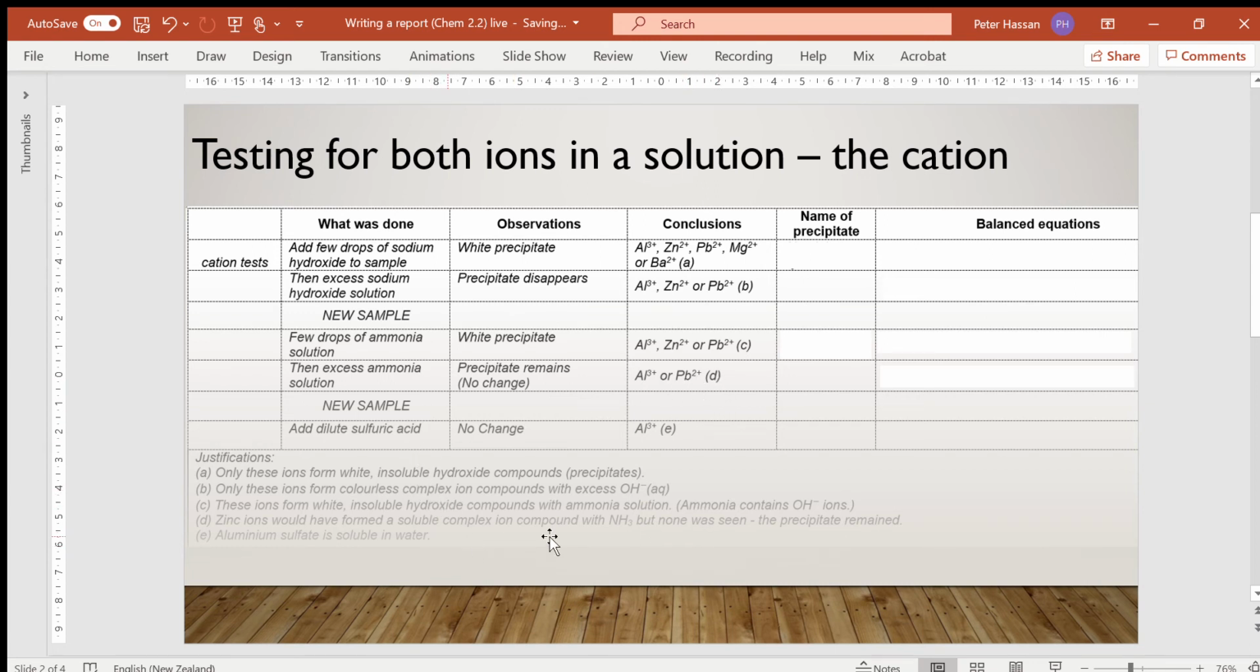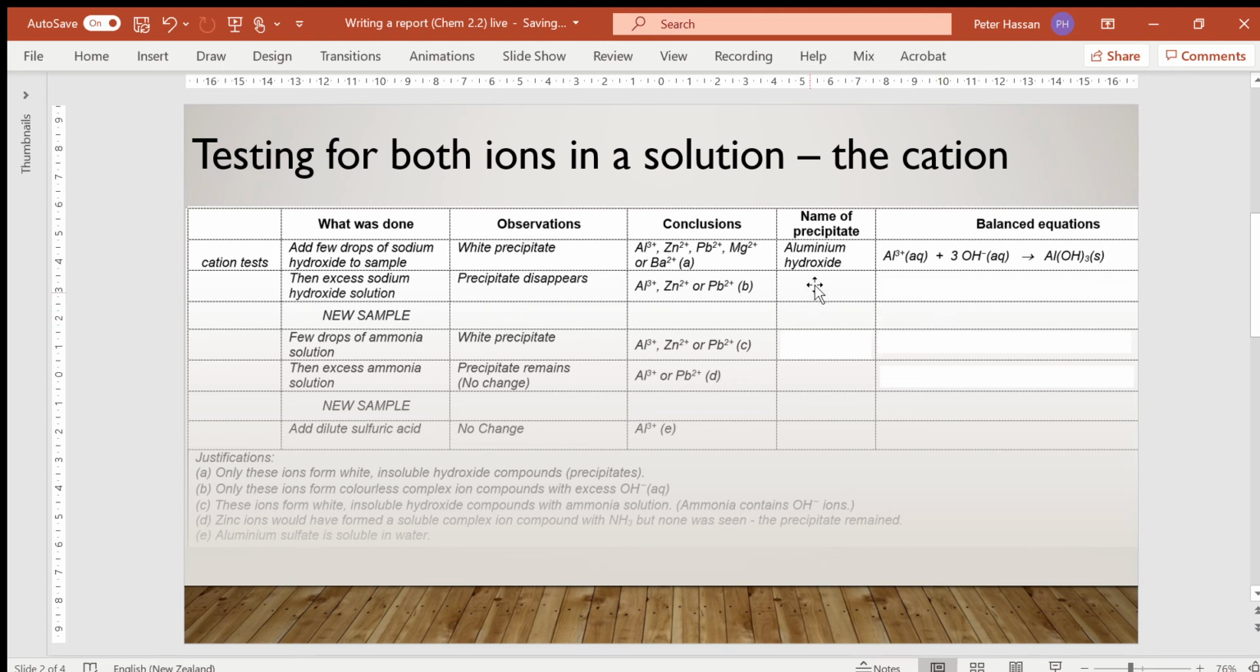Okay, so we concluded now that the cation is aluminium 3+, and now we can go up and write our equations and name our precipitates. If we know the cation is aluminium and we added sodium hydroxide to it in the first step, then that must have been aluminium hydroxide that we saw, and the appropriate equation is this one. Now don't forget to balance it. Remember, the aluminium hydroxide formula has 3 hydroxides in it, therefore we'll need to put a 3 in front on the left hand side.